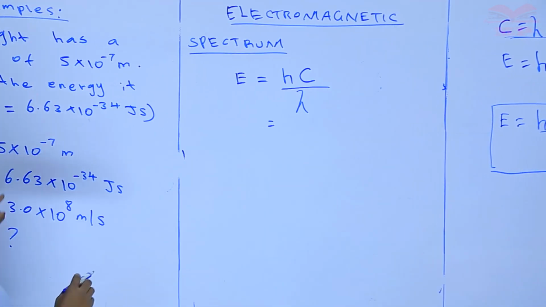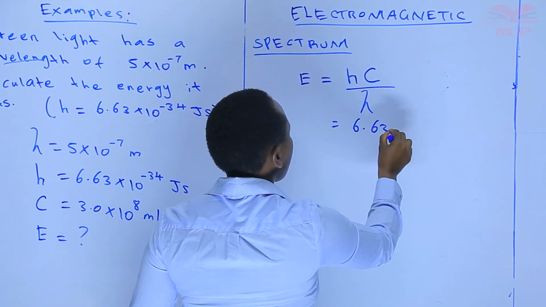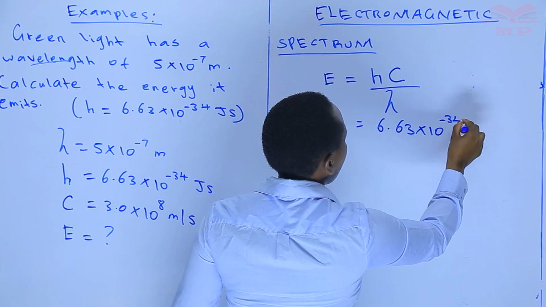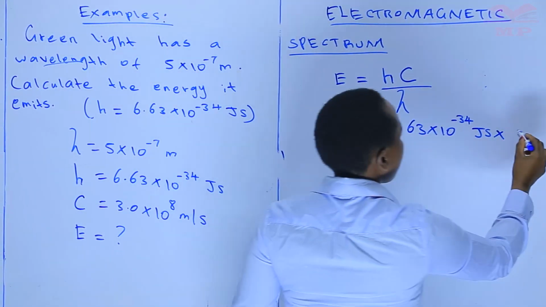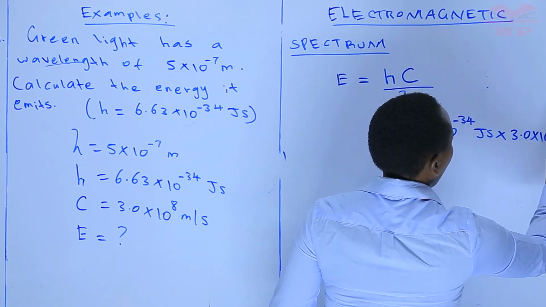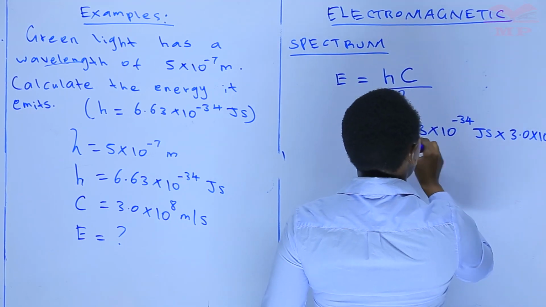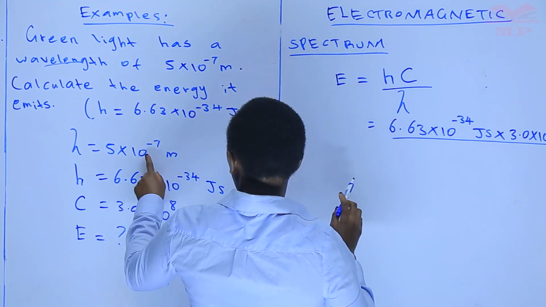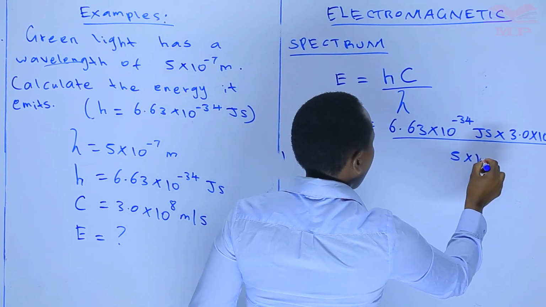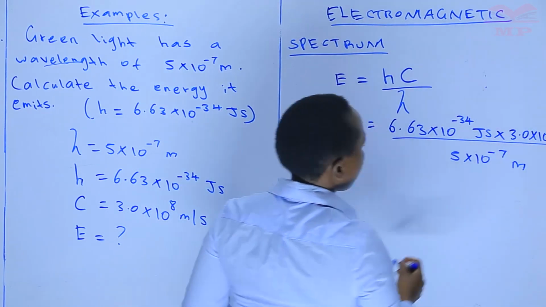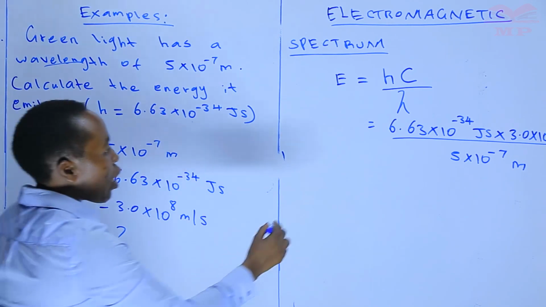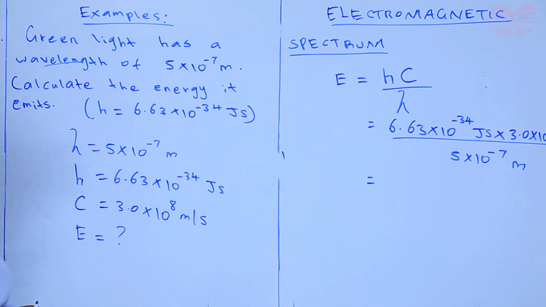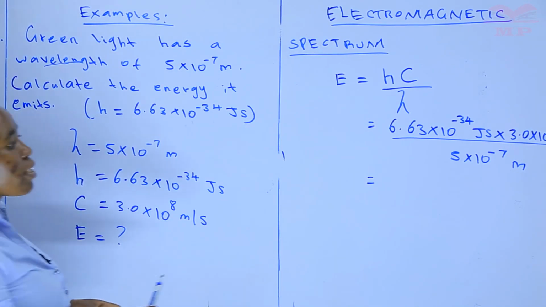So our energy will therefore be Planck's constant, which is 6.63 times 10 power negative 34 joules/second, multiplied by the speed of light, which is 3.0 times 10 power 8 meters per second, divided by our wavelength. And our wavelength is 5 times 10 power negative 7 meters. So that is what we have in the question. And we want to be able now to calculate the energy. So we are going to find what we have in our calculators. This is what we have.